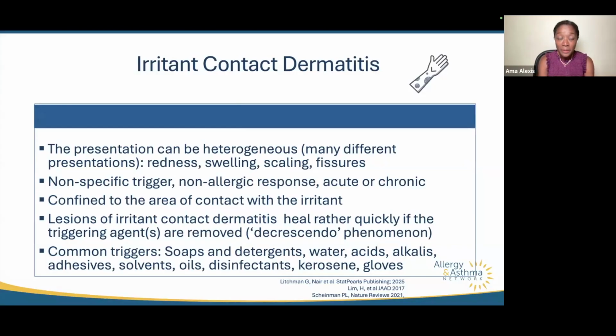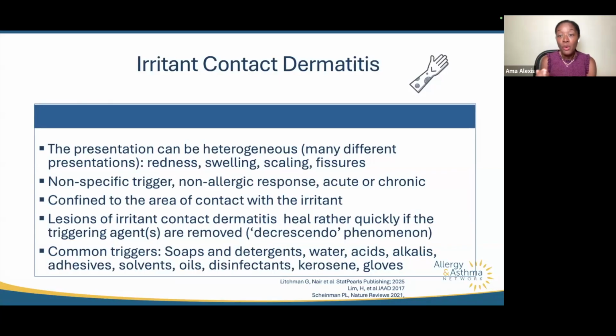Let's zoom in a little bit in terms of irritant contact dermatitis. So the presentation can be heterogeneous, so it can present in many different ways. We can see redness or discoloration. We can see swelling, scaling, and if it goes on for a long time, we can see fissures or what we also call lichenification. Again, this is a non-specific trigger. It's a non-allergic response. So we can all, under the right circumstances, develop irritant contact dermatitis.